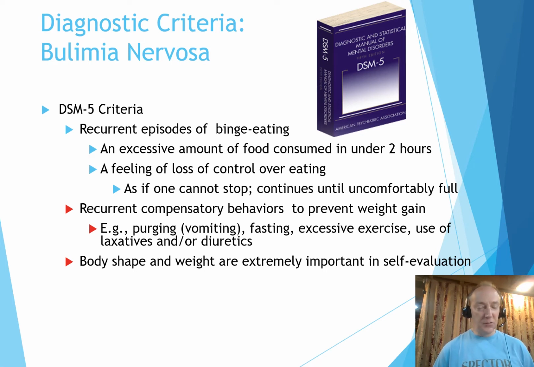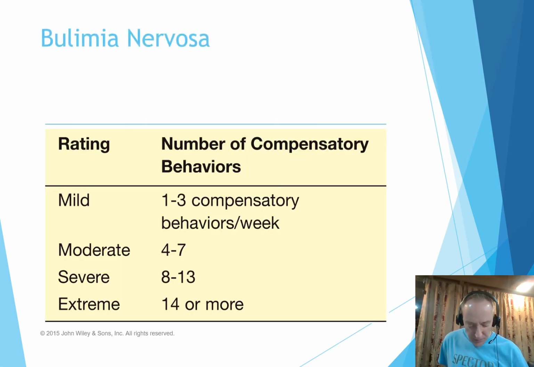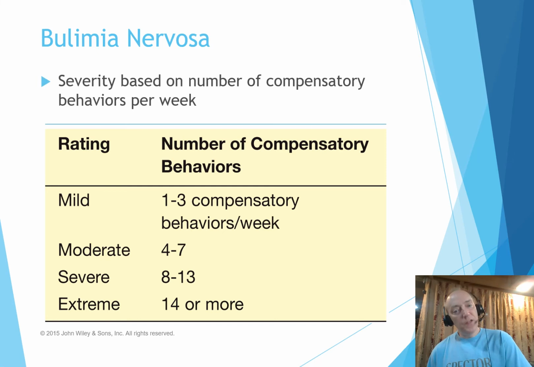And then after these episodes of out-of-control eating, the next criteria for bulimia nervosa is engaging in compensatory behaviors, something to make up for the binge. The most common is purging, self-induced vomiting. But other people will use diuretics, laxatives, then follow it up with excessive exercise and fasting. But the purging is the most common one. And for bulimia nervosa, severity ratings are based on the number of times that the person has engaged in the compensatory behaviors per week.